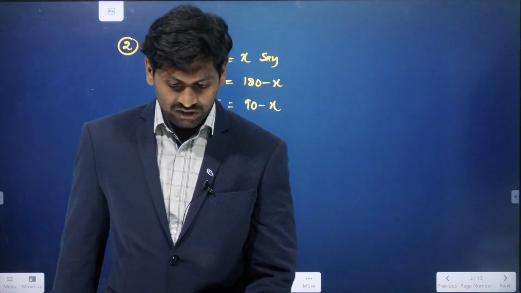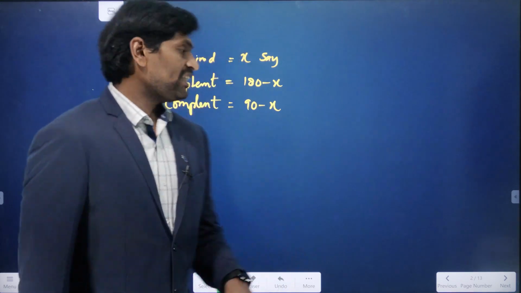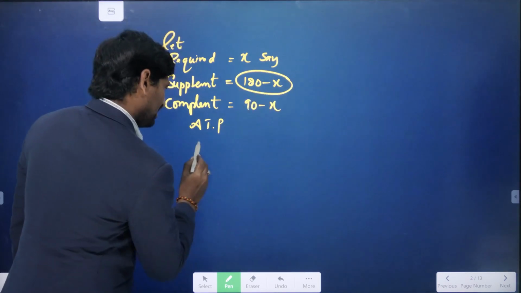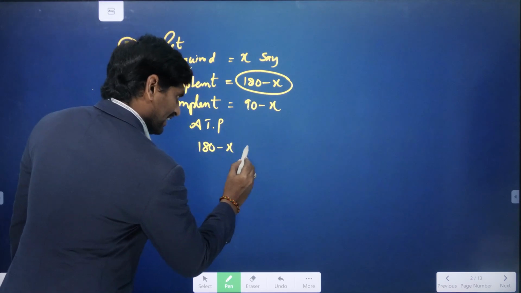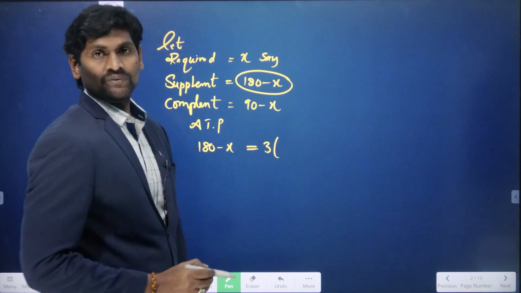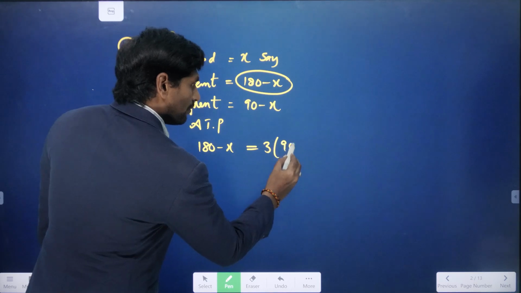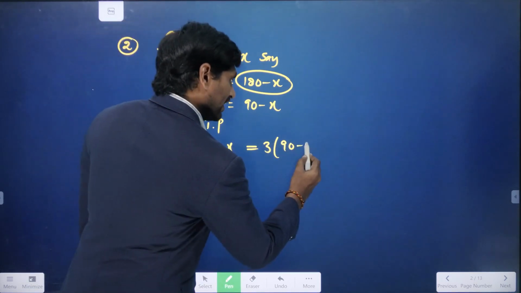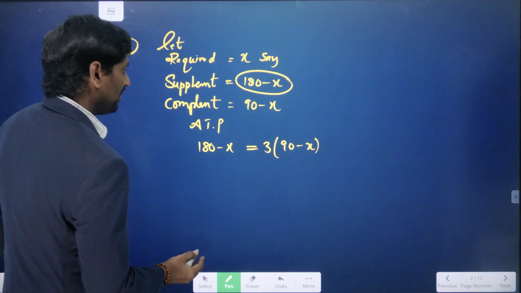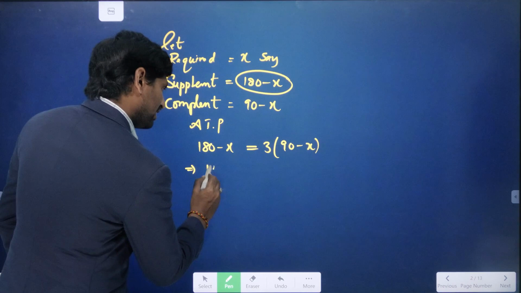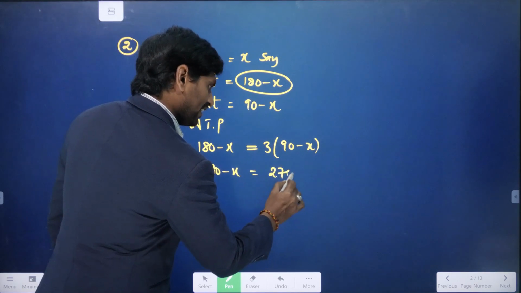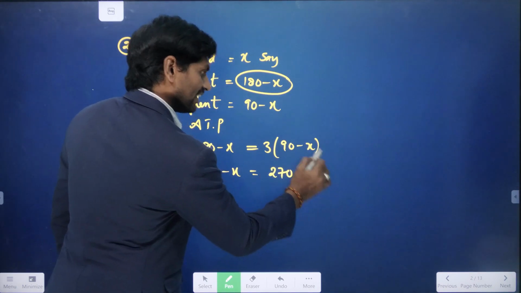According to the problem, the supplement angle 180 minus x equals 3 times its complement, that is, 3 into 90 minus x. Now multiply: 180 minus x as it is, equals 3 into 90, which is 270, minus 3 into x, which is 3x.